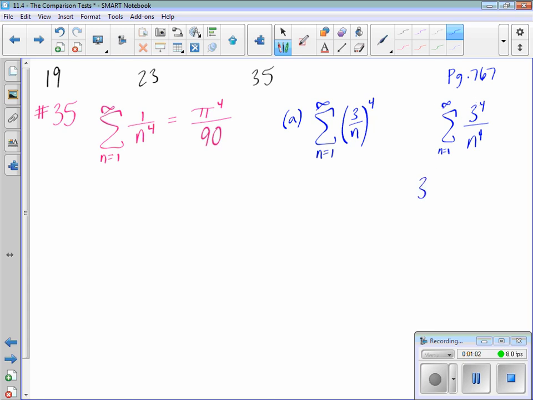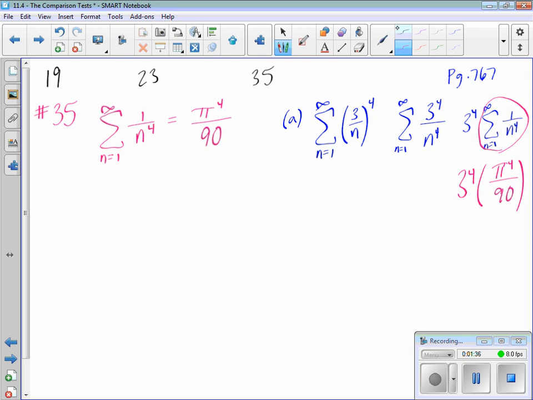So this is really 3 to the fourth times the sum from n equals 1 to infinity of 1 over n to the fourth. And then can't we replace this portion of it with what Euler found? So really we have 3 to the fourth times this. So questions on that?